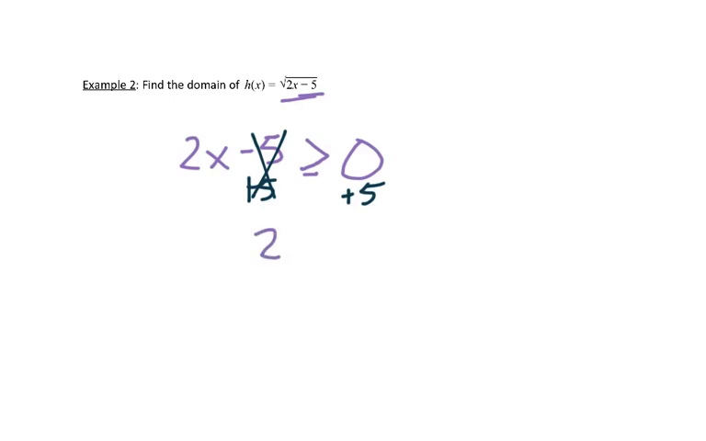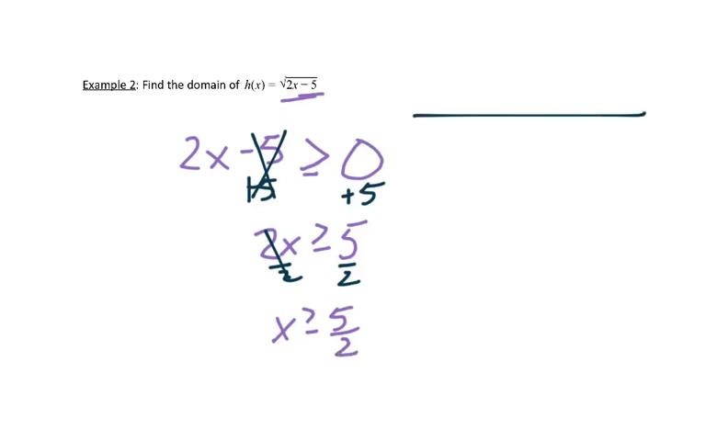So in this problem, we've got a square root. Square roots have a different set of issues. The inside of a square root, 2x minus 5, can't be negative. So that means it has to be greater than or equal to 0. So we'll add 5 to both sides. And that gives us 2x is greater than or equal to 5. And divide both sides by 2. And x is greater than or equal to 5/2.